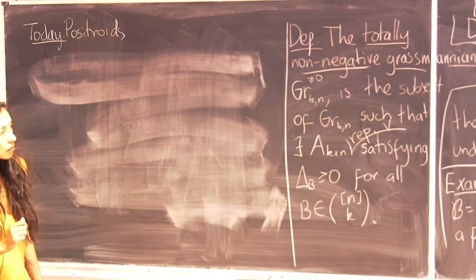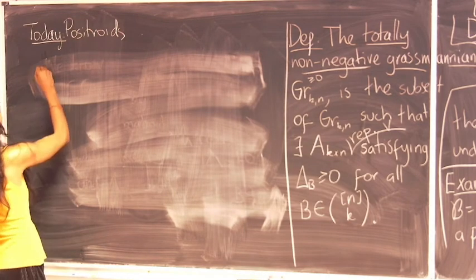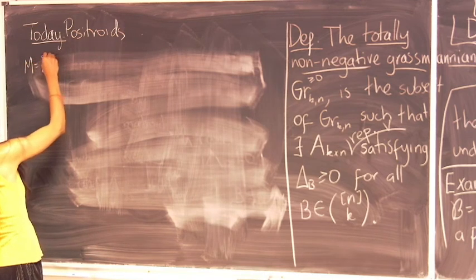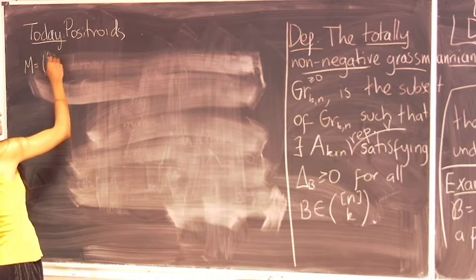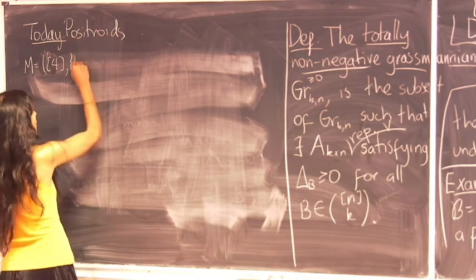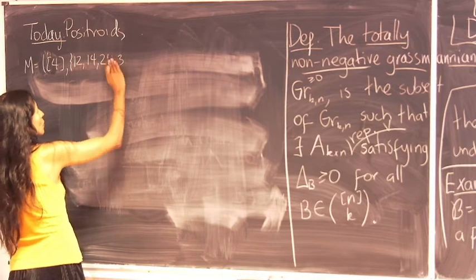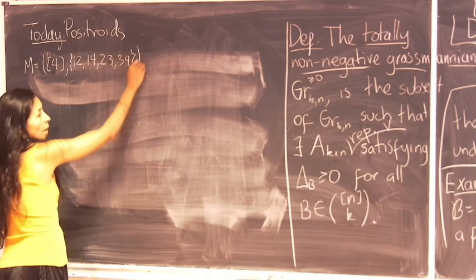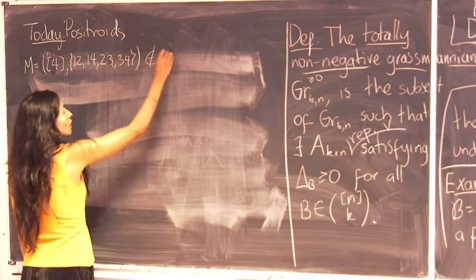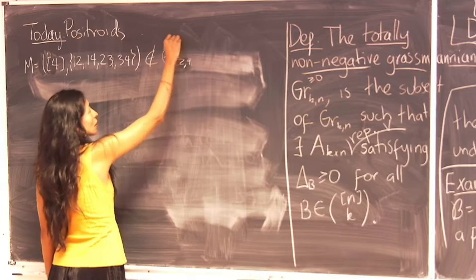So let me just write down here the matrix that we just discovered is not a positroid. So I'll just write down the bases here: 1, 2, 1, 4, 2, 4, 3, 2, 3, 3, 4. So this is the matrix we just discovered is not a positroid. I'm just abusing notation a little bit and saying it like this.